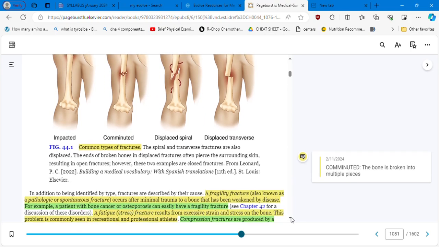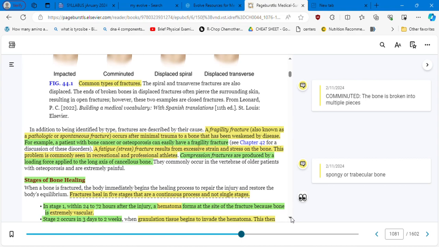Okay, so let's continue. A fragility fracture, also known as a pathologic or spontaneous fracture, occurs after minimal trauma to a bone that has been weakened by disease. For example, a patient with bone cancer or osteoporosis can easily have a fragility fracture. The thing is that the trabecular tissue, the one in the middle of the bone, the spongy tissue, right, is weak. So that is causing this type of fracture, the fragility fracture, right? That's why osteoporosis can cause this fragility fracture.